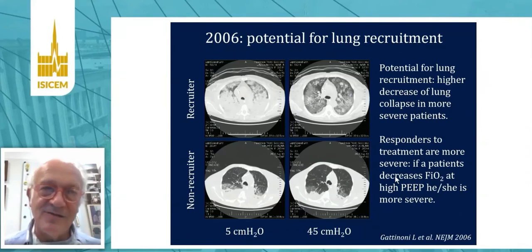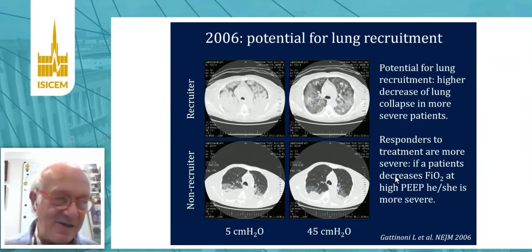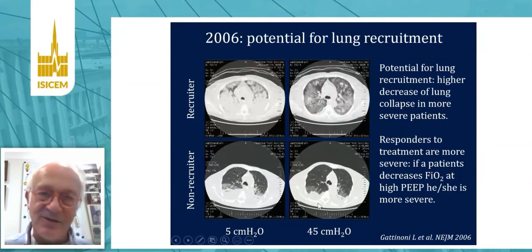And Gattinoni once again divided the ARDS patients into good recruiters and non-recruiters. On the bottom, you can see a patient that does not recruit, going from 5 to 45 centimeters of water, while at the top, you see a patient that going from 5 to 45 recruits a lot of lung, a lot of air gets into the lung, and alveoli open up.